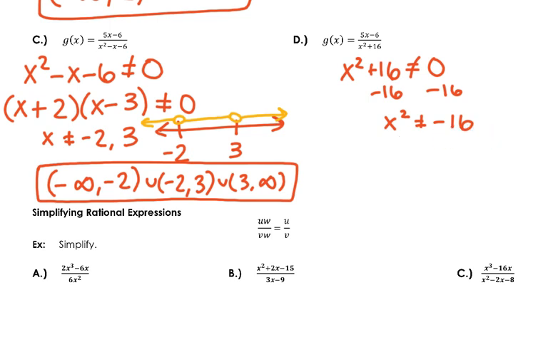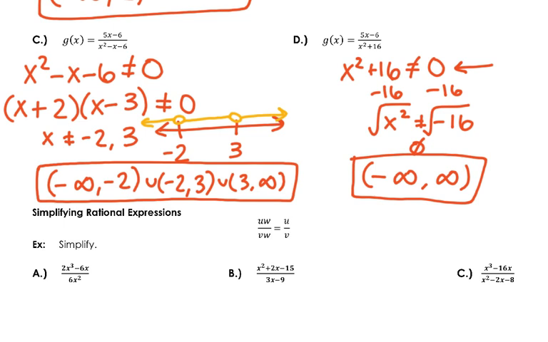There is no real number where you can square it or multiply it by itself and be left with a negative value. So there's actually no solution here when you take the square root of both sides, which implies that there's no value that would make your denominator equal 0. So that means x could be any number at once. So it would be from negative infinity to positive infinity. There is no value that you could substitute in for x and make your denominator equal 0.